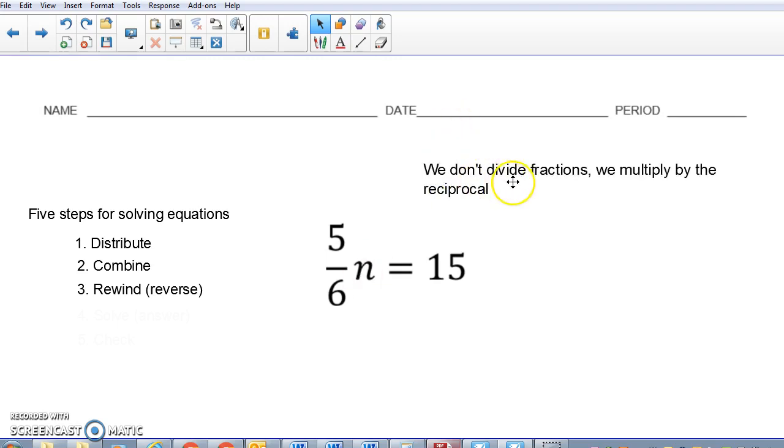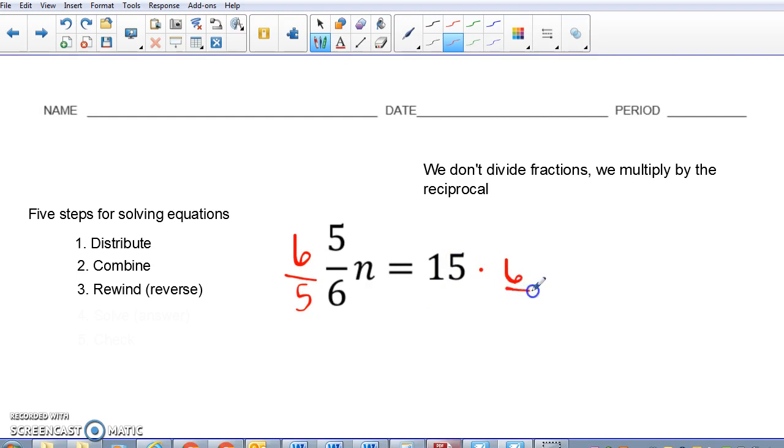Stop. We don't divide fractions. We multiply by the reciprocal. So the reciprocal means I flip this. This goes up here. This goes down here. So I'm going to multiply by 6 over 5. What I do to one side, I have to do to the other. 6 over 5. These cancel, and they equal 1, and 1 times n is n, equals, I do 15 times 6.